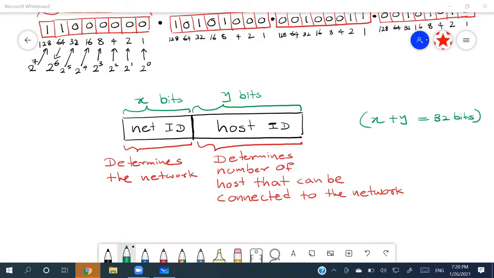Due to the arrangement of net ID bits and host ID bits, there are several different classes which are divided in the network field. Right?